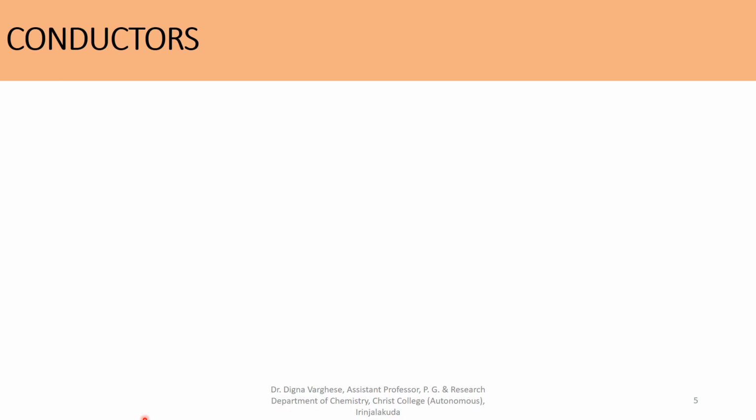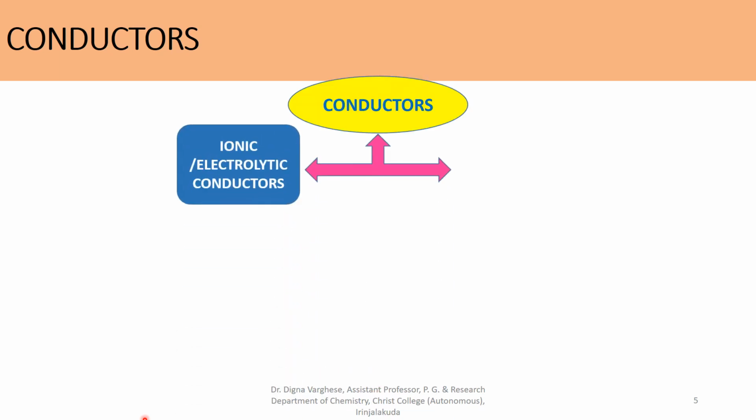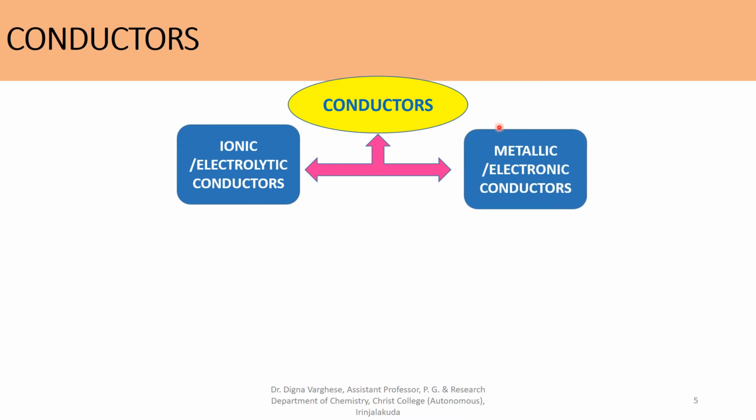There are two types of conductors. One is ionic conductor or electrolytic conductor. The second one is metallic or electronic conductors. What is an ionic conductor? An ionic conductor is a substance that allows the passage of electricity in their molten state or their aqueous solutions, undergoing chemical decomposition at the same time.